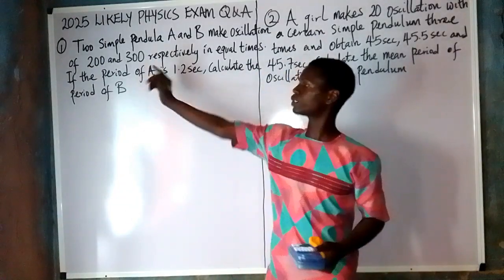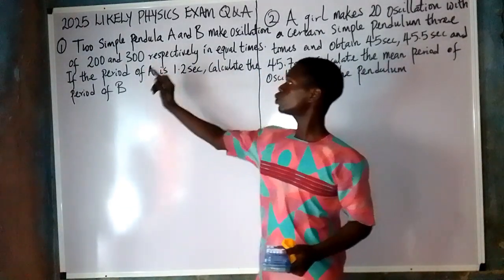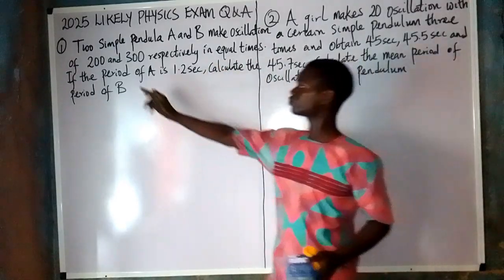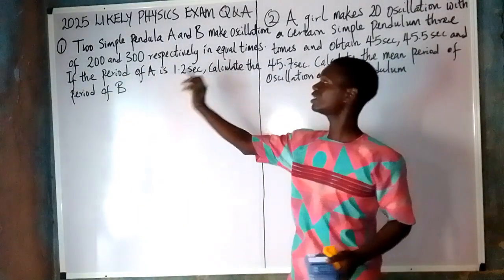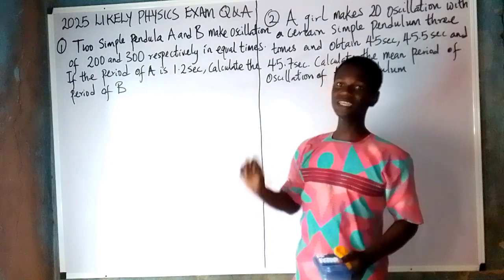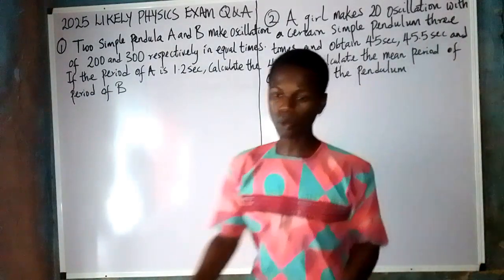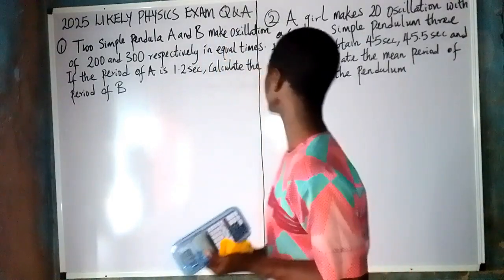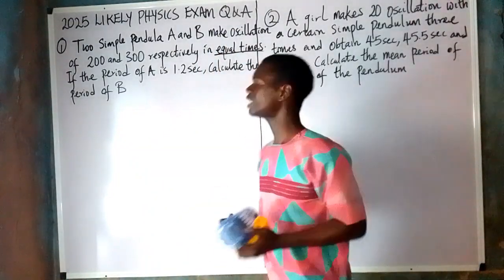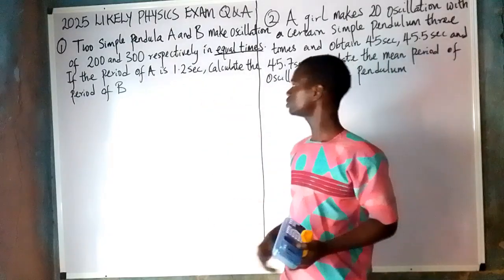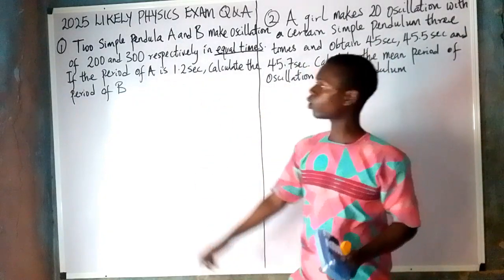Now let's look at question number 1. It reads, two simple pendula A and B make oscillations of 200 and 300 respectively in equal time. So emphasis should be on what? Equal time. So let's see what we have here. Equal time, we'll mark this. They now said if the period of A is 1.2 seconds, calculate the period of B.